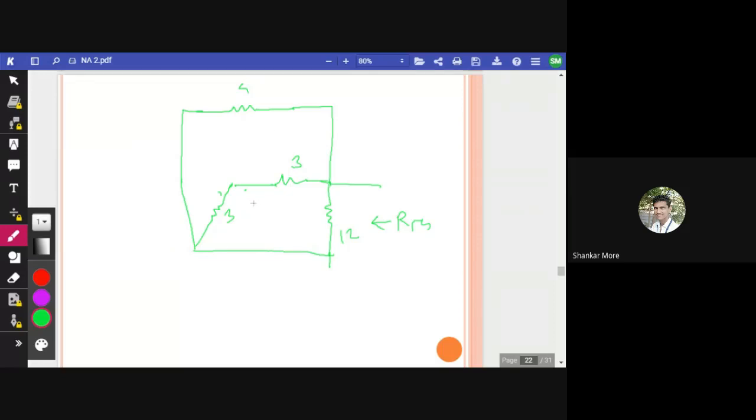ओके, नाउ सी, this is 3 ohm in series with 3 ohm. 3 plus 3 is 6. 6 ohm is again parallel with 12 ohm. Okay, so 6 multiplied by 3 is 72. Okay, let me just solve it.